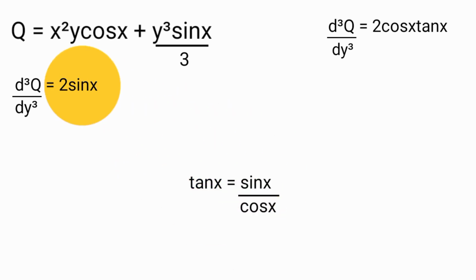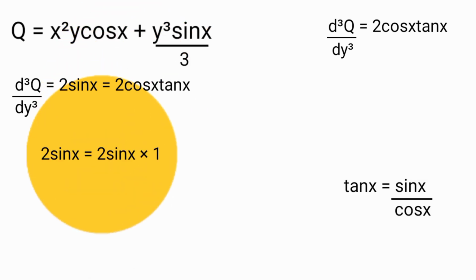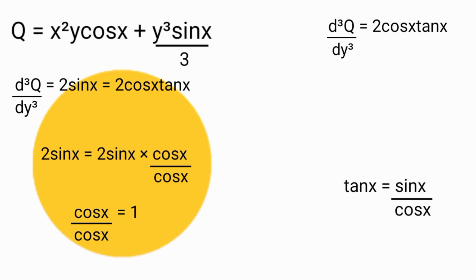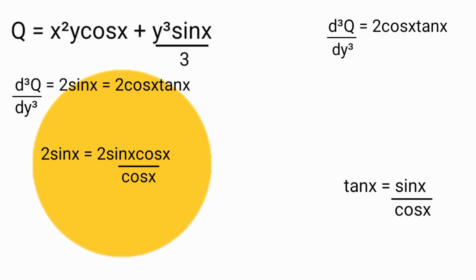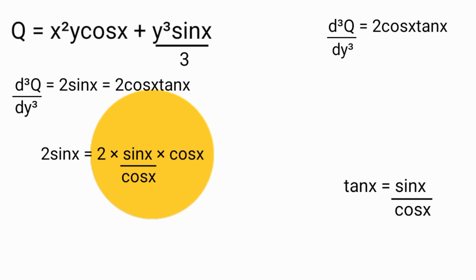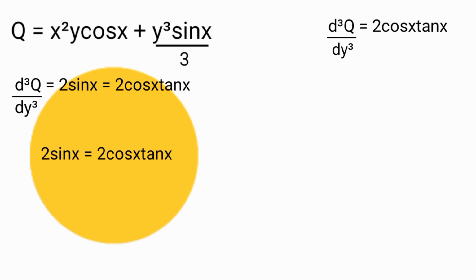So now to prove that 2 sin x is equal to 2 cos x tan x, 2 sin x is the same as 2 sin x times 1, and 1 is also cos x over cos x. And that means 2 sin x is the same as 2 sin x times cos x over cos x, which is equal to 2 sin x cos x over cos x. But sin x over cos x is equal to tan x from this here. So substituting now, we have 2 times tan x times cos x, which if you multiply them, is equal to 2 cos x tan x. And that proves that 2 sin x is equal to 2 cos x tan x.